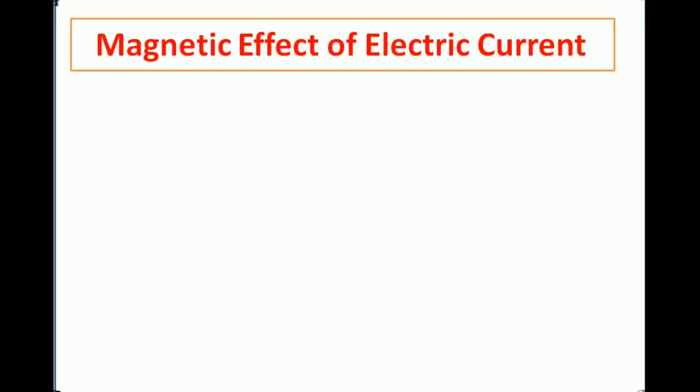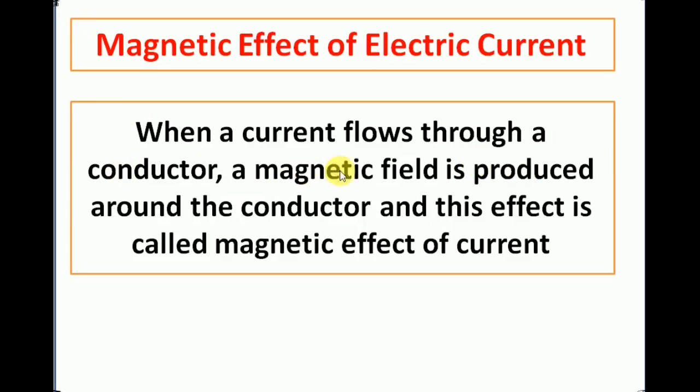The magnetic effect of electric current means when current flows through a conductor, a magnetic field is produced around the conductor, and this effect is called magnetic effect. We have seen that whenever there was current, there was a deflection in the magnetic compass, which means that a current carrying conductor produces a magnetic field, and this effect is called magnetic effect of electric current.